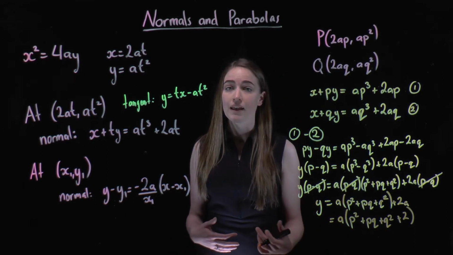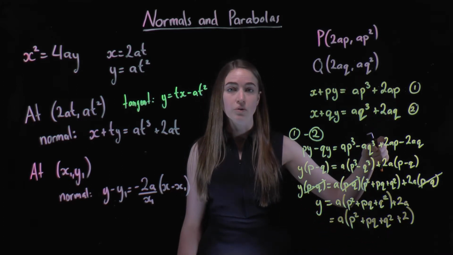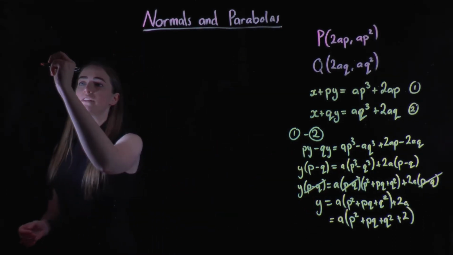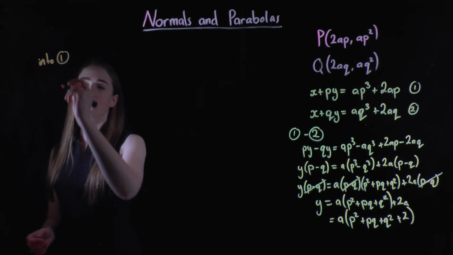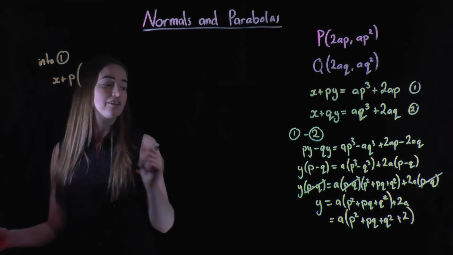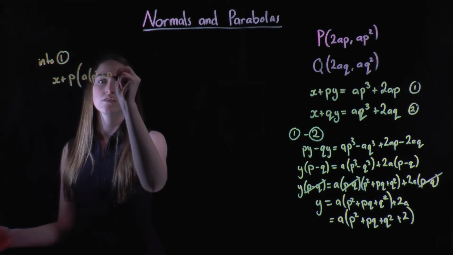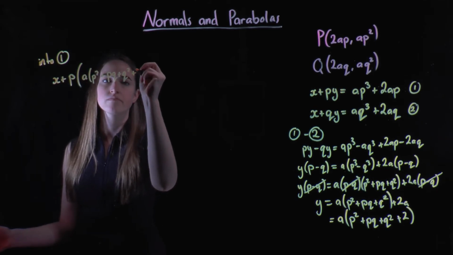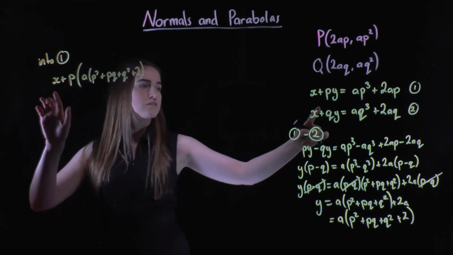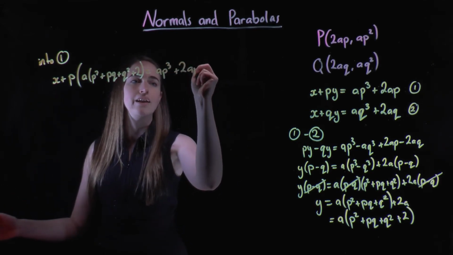I now also need to find my x-coordinate. So that means I'm going to substitute this whole thing into either equation 1 or 2. So I'm going to make myself some room over here to do that. Okay, so if I sub that into 1, I'm going to end up with x plus p outside of this whole thing. So that's looking good. That's going to be equal to ap cubed plus 2ap.